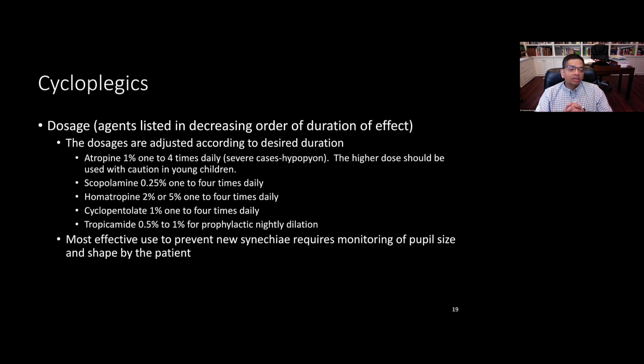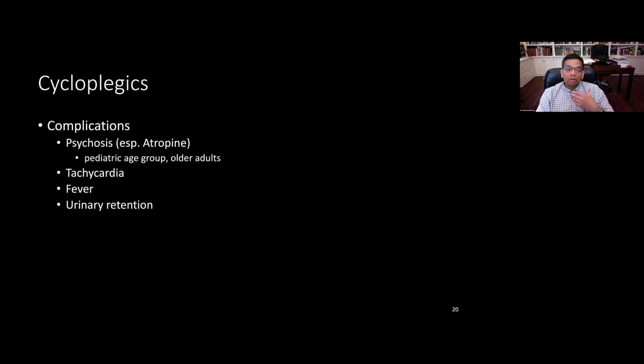The most effective use is to prevent synechia formation, which really requires monitoring the pupil size and shape. One of the things you do with the slit lamp when you look at a chronic uveitis patient is I actually note the clock hours where there are synechia. Because in chronic disease, sometimes you think the disease is well controlled and the patient may come back in 2 or 3 months and they have a new area of posterior synechia. Unless you've documented where it is, you may not be able to tell. So this is something that you need to do.